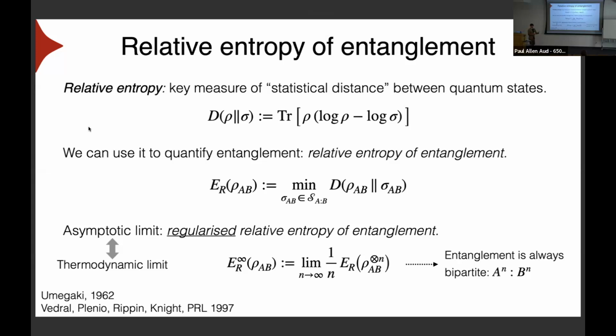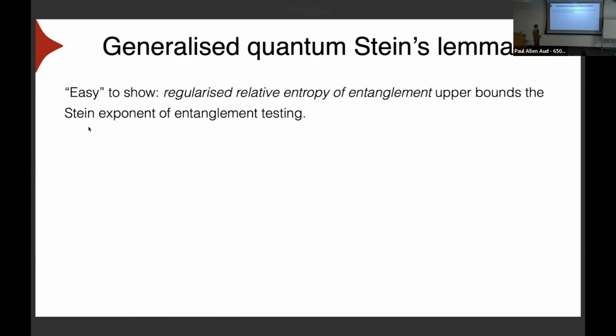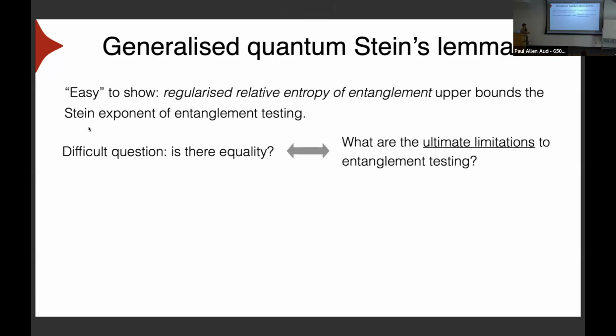Okay, so now we've got two measures of entanglement, the Stein exponent and the regularized relative entropy of entanglement. And it's actually easy to show that the regularized relative entropy of entanglement upper bounds the Stein exponent. It comes from the statistical interpretation of the relative entropy. It's in fact not that surprising. But the difficult question is whether there's equality.